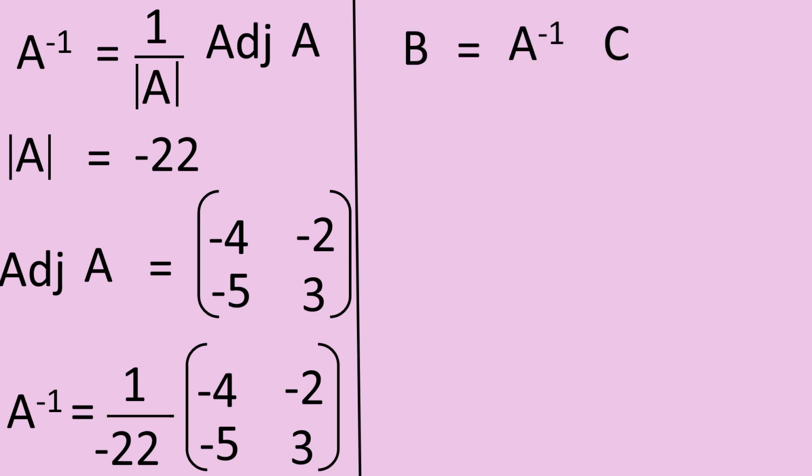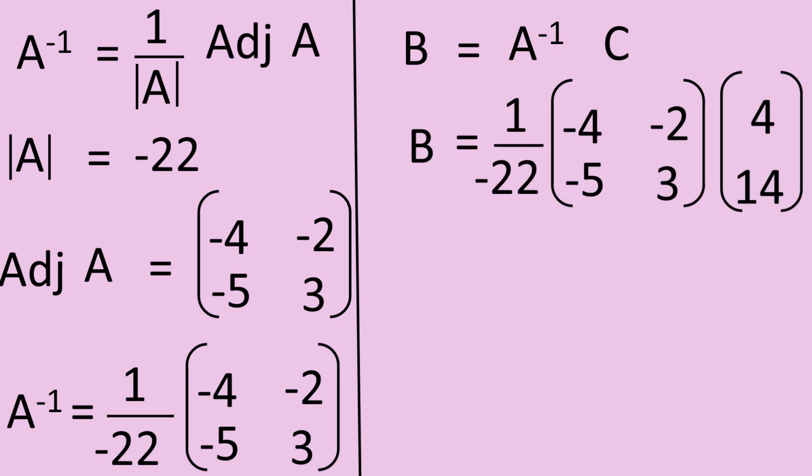But remember that the formula for B, remember that B is where you have your X and Y, is equal to the inverse of A times C. So we have the inverse of A, and then we multiply it by C. Our C is where the constants are 4 and 14.